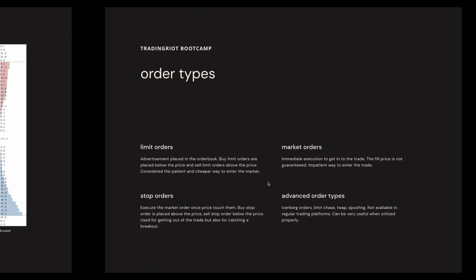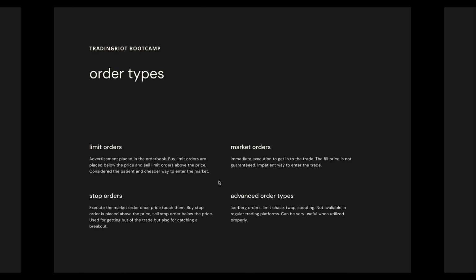So the order types: there are several ways to get in and out of the market. Limit orders are considered to be a patient approach. In crypto you pay lower fees if you use limit orders, and you don't have to pay a spread. So like I said, limit orders are the preferred way for anyone who is trading with a bigger size.